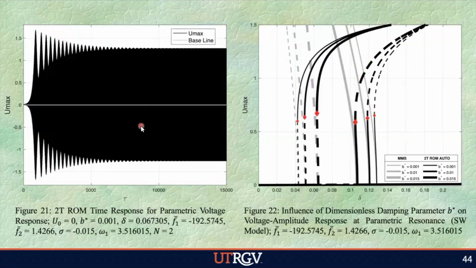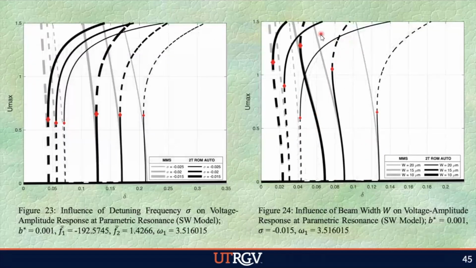This shows another time response that was used. On the right is the effect of dimensionless damping on the SOLIDWORKS voltage response. Increasing the damping parameter again causes the resonance zone to shrink, while the top two branches eventually start to converge at larger amplitudes. Here you can see the effect of the tuning frequency and beam width. Increasing the frequency and decreasing the beam width both cause the responses to shift towards lower voltages and the resonance zone to shrink.